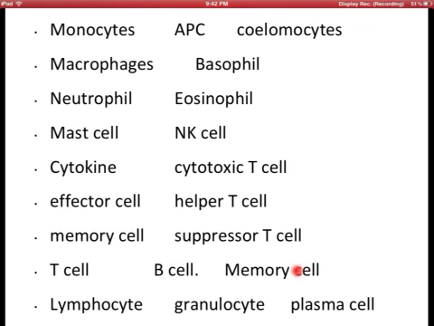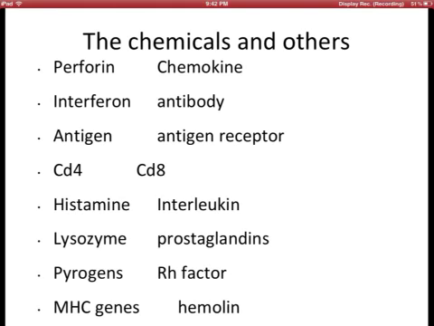Memory cells, ito yung responsive, dalawa. Memory cells, nasabi ko na pala. And then, plasma cells, nasabi ko na. Okay. And then, we have chemicals. Perforin, this is a type of chemical released by your cytotoxic T cells. From the term, it's a perforated. So, it's a protein molecule that perforates the cell membrane of a cell. Let's say an infected cell, a cancer cell.